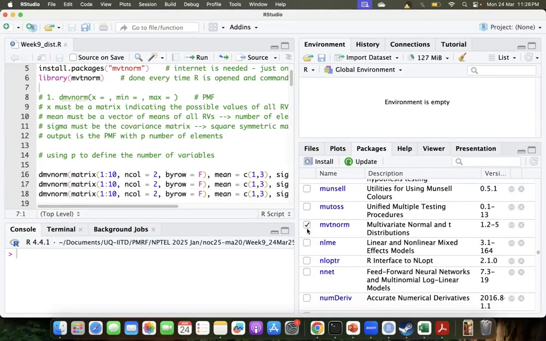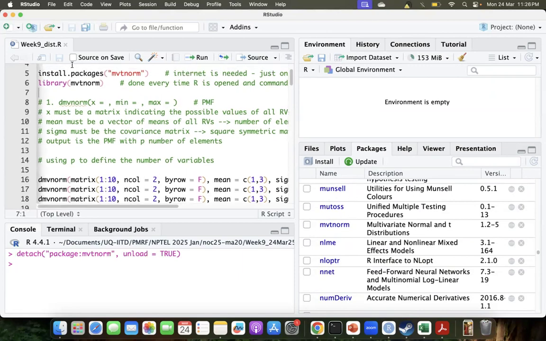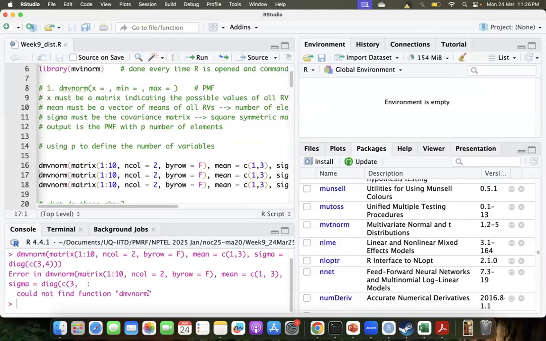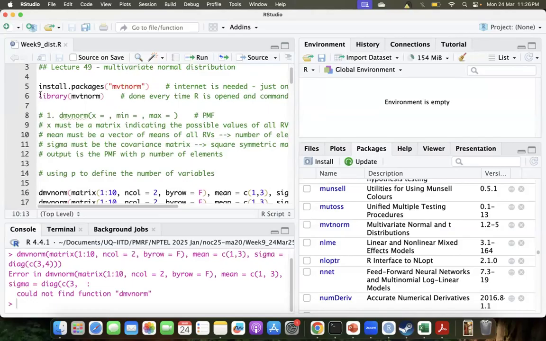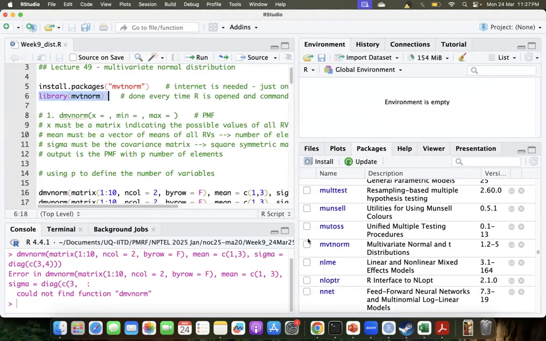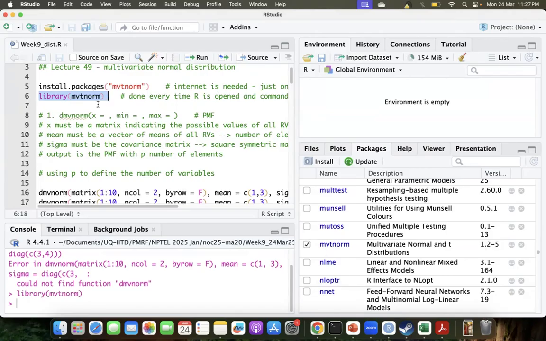So this is already here and you see there is a tick here. Forget what is written here, but this is how it would be in your computers right now once you've installed MVT. If I just run any function here, it's going to say could not find the function dmvnorm. But if I load this library, this package, you will see that this tick comes up here when I loaded the library.